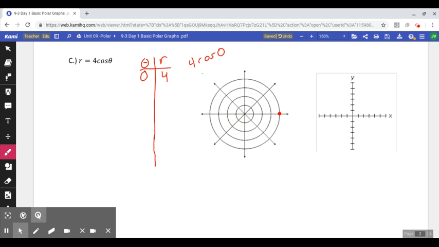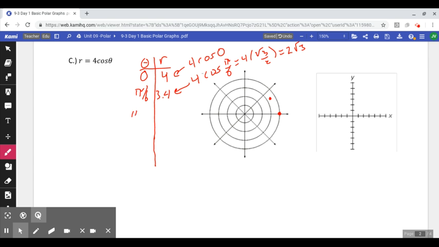We could pick, for instance, pi over 6. So if we did pi over 6, we would have 4 times the cosine of pi over 6, which is equal to 4 times root 3 over 2. So 4 times root 3 over 2 is 2 root 3. That's the exact value. And if you type that in your calculator, you're going to get about 3.4. So if I go an angle of pi over 6 and out 3.4, it's going to be about right in here, maybe, something like that.